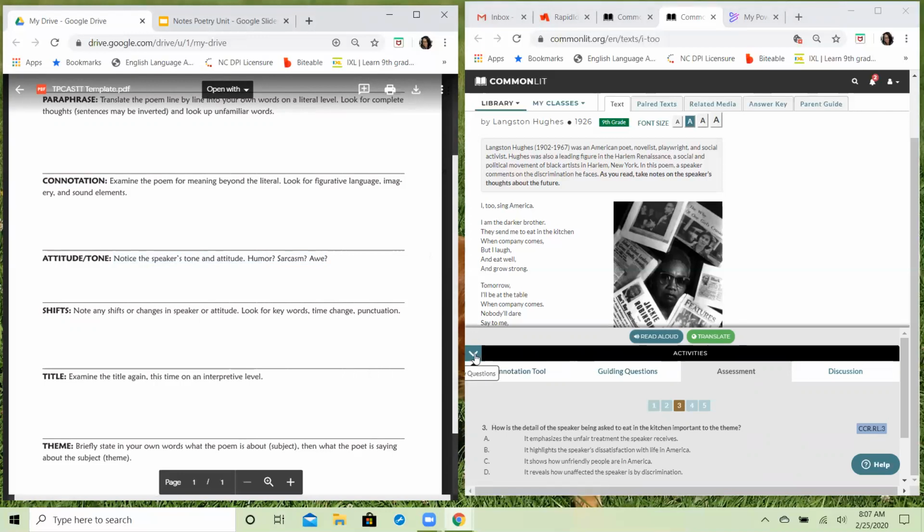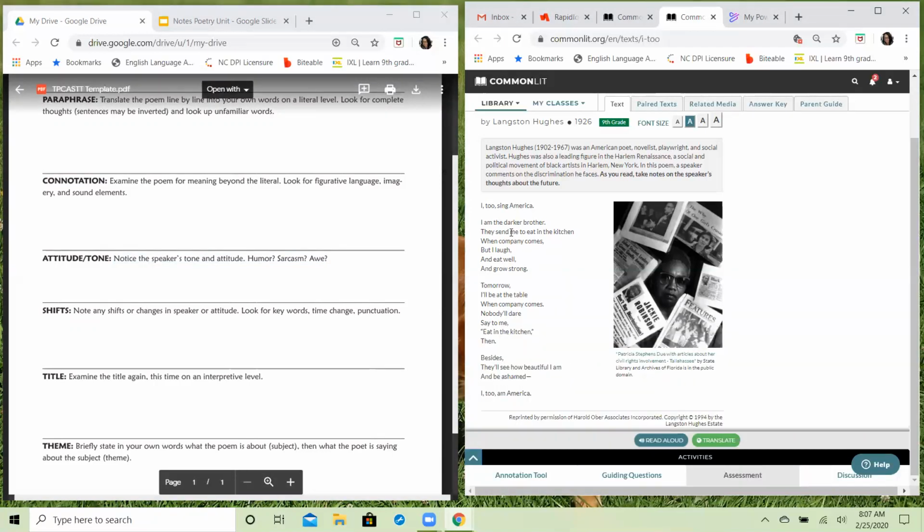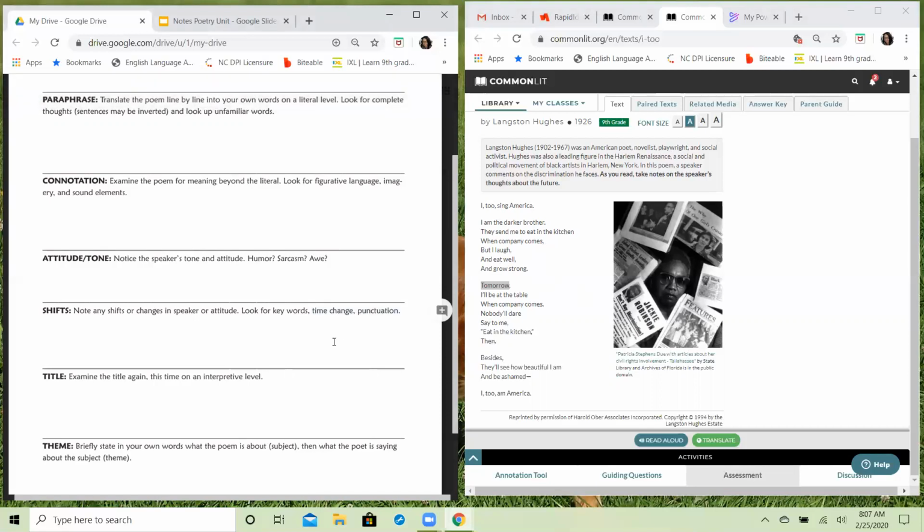Shifts: note any shifts or changes in the speaker or the attitude. Look for keywords, time change, punctuation. We've done worksheets on word choice. We've done worksheets on transition phrases. Now I want you to look at this poem. Which words indicate time? You definitely should be looking at the word tomorrow. I thought they had mentioned the word today in here, but tomorrow will do. You definitely have a shift there. That is a key word that indicates a time change.